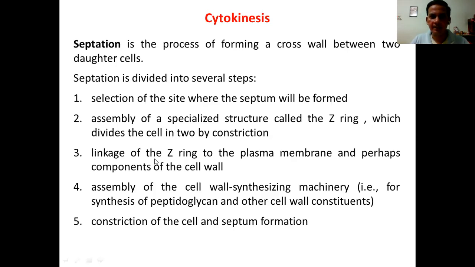The third step is the linkage of the Z-ring to the plasma membrane and perhaps the components of the cell wall. This Z-ring is inside the bacterial cell, and now it attaches to the plasma membrane, because ultimately constriction has to take place from the plasma membrane, followed by the cell wall. This step is followed by the assembly of the cell wall synthesizing machinery, which is responsible for the formation of the cell wall, peptidoglycan, and other constituents. The final step is the constriction of the cell and septum formation. Ultimately, this Z-ring, attached to the bacterial cell, leads to complete constriction and formation of two new daughter cells.